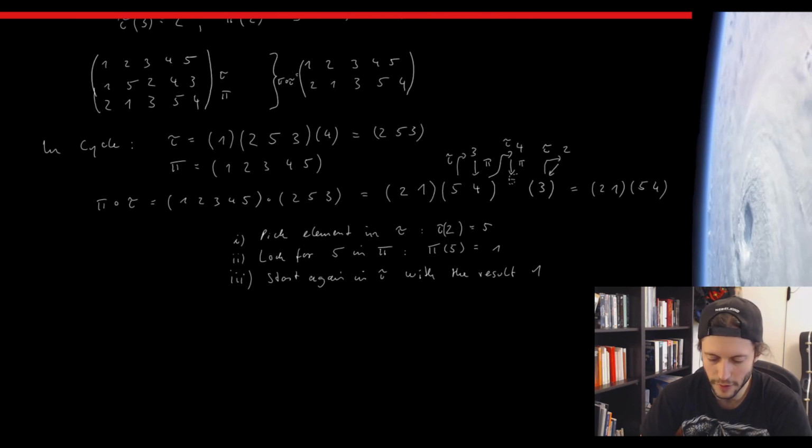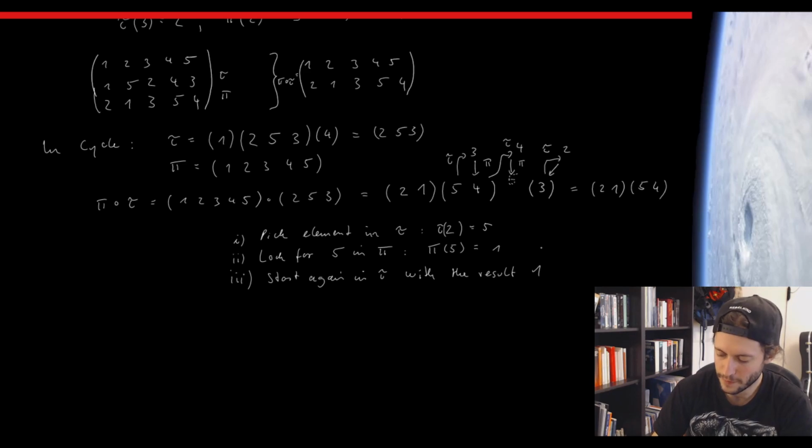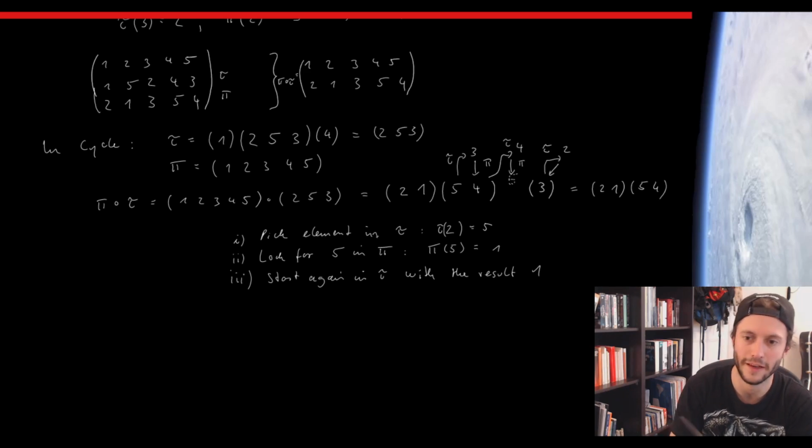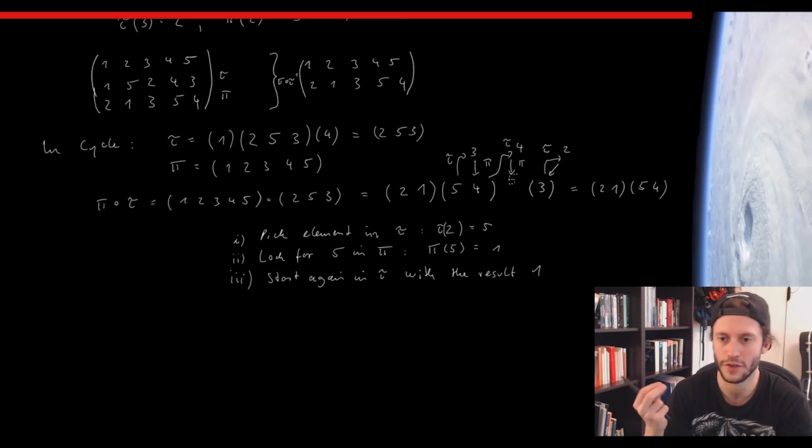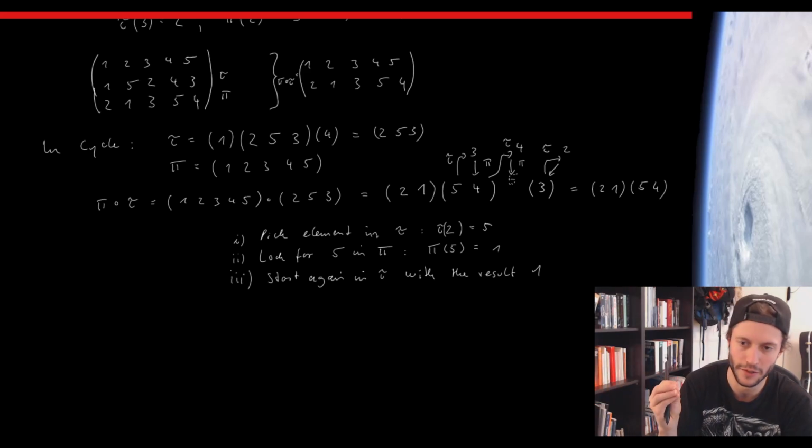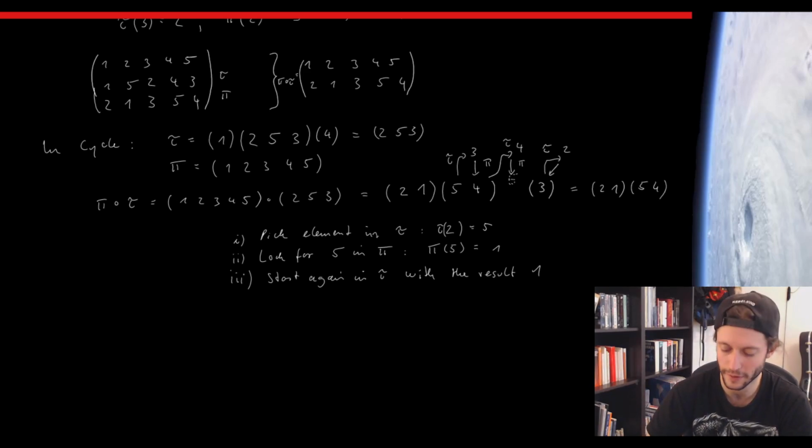And what's important here? Important really is, like in the cycle notation over here, that once you have the 5, you look in the next permutation. So the 5 in the permutation tau gets touched only once, because it has one image. And we have to take this image and put it in the next permutation, in the next map, and look what image is created there.